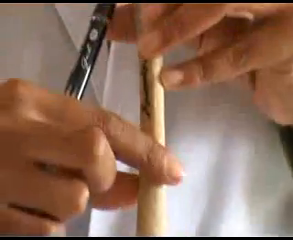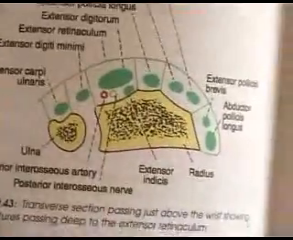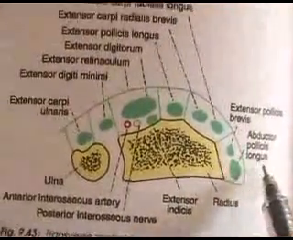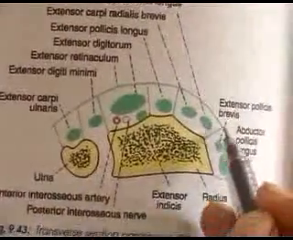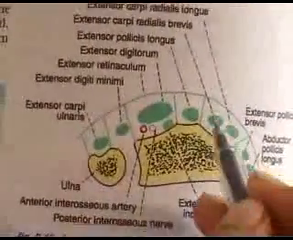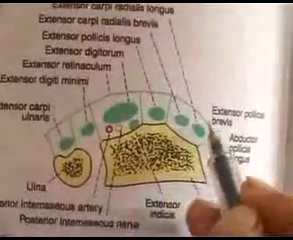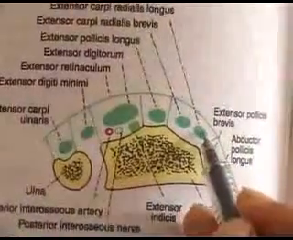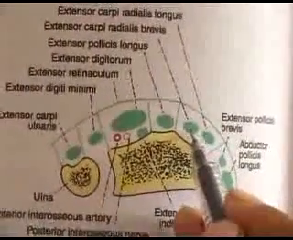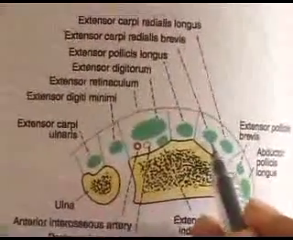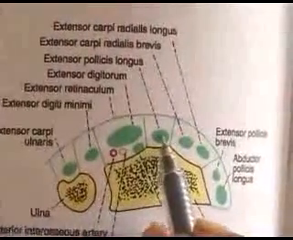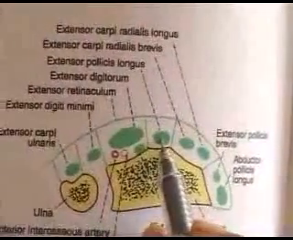First compartment shows tendons of abductor pollicis longus, extensor pollicis brevis. Second compartment has 2 wrist extensors, extensor carpi radialis longus and extensor carpi radialis brevis. Third compartment contains only 1 tendon, the extensor pollicis longus.